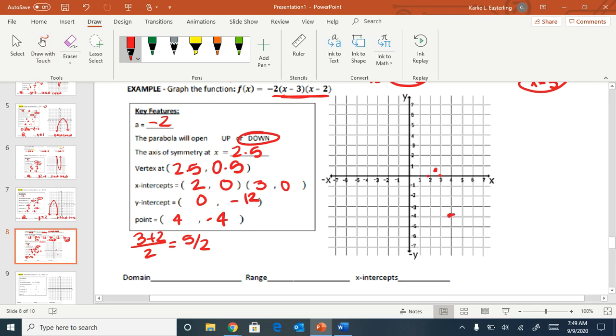And I'll even go down to 1 and go to negative 4, just so we know more of what we're looking at. So if your first 2 points are just right there on top of each other, you can add more to make a prettier graph if you would like. So the domain is going to stay the same for this one. We're looking at all real numbers because we're going forever to the left and forever to the right. Our range here is when y is less than or equal to 0.5. And our x-intercepts we got from above, so we have 2, 0, and 3, 0.